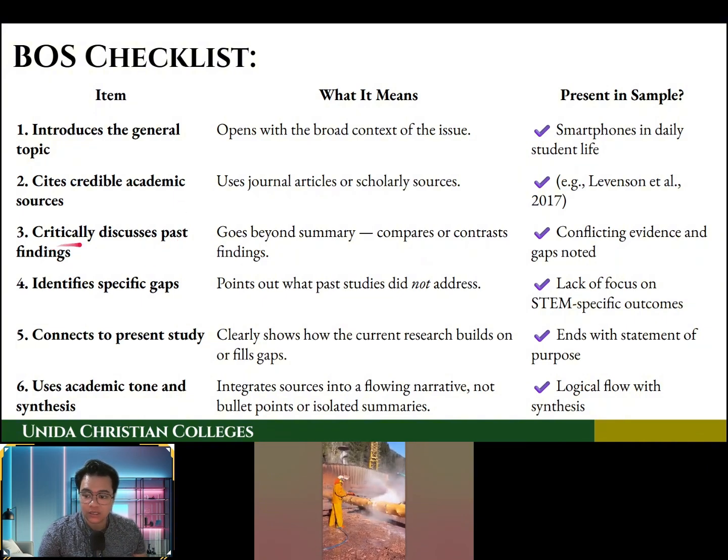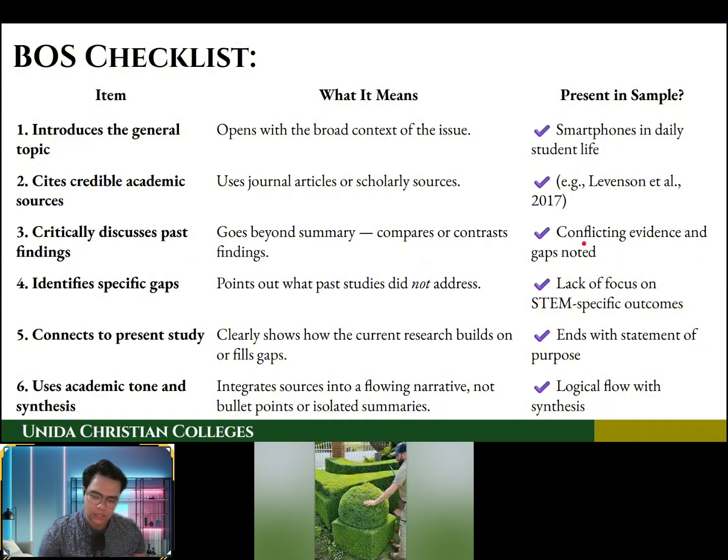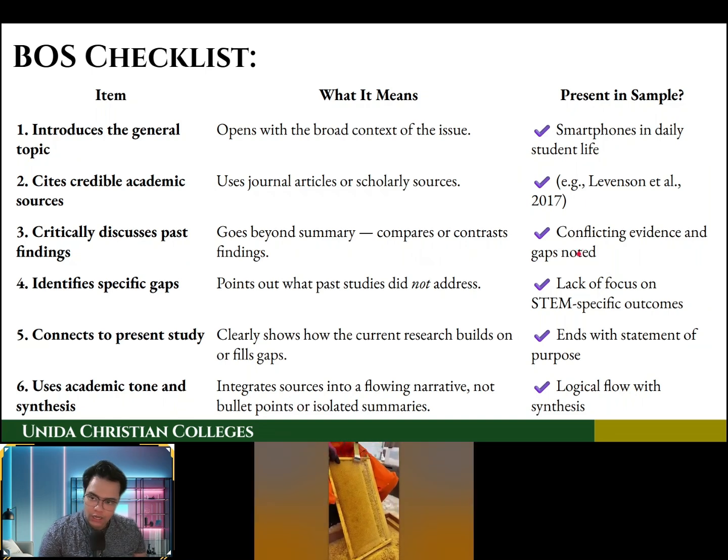Next is, it critically discusses past findings. So, it goes beyond summary. It compares and contrasts findings. So, we see that in the example before, where it mentions conflicting evidence and gaps, and it notes them properly, meaning that these conflicting evidence and gaps and contradicting results in past studies are noted properly and mentioned and discussed in our background of the study, therefore giving way for us to address these gaps in our own research.